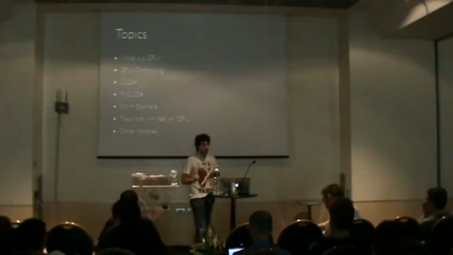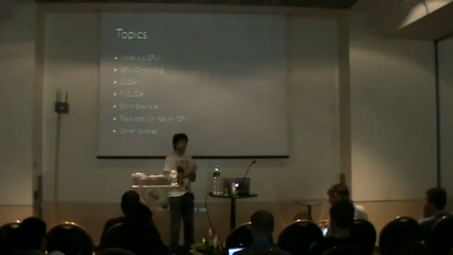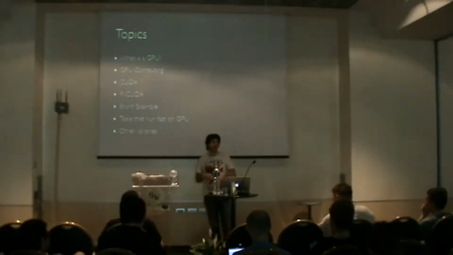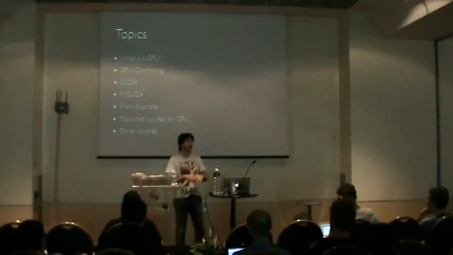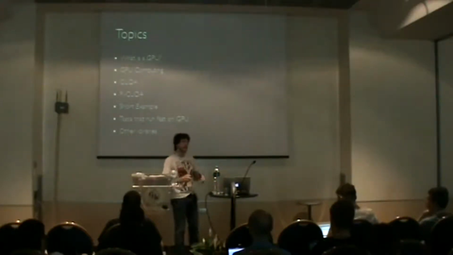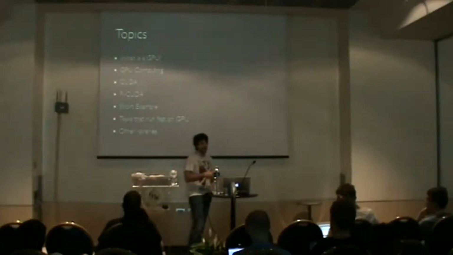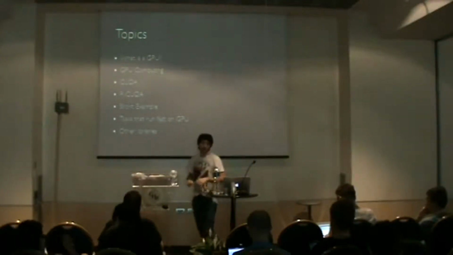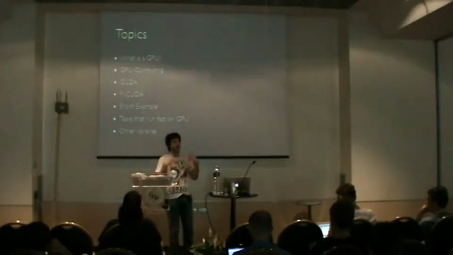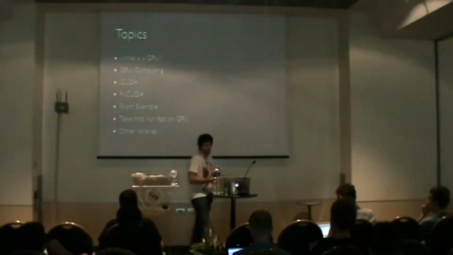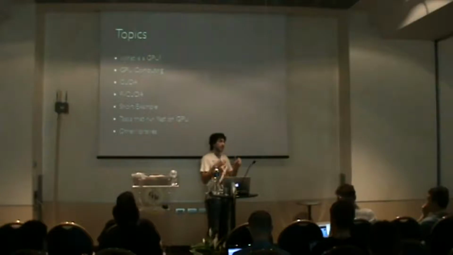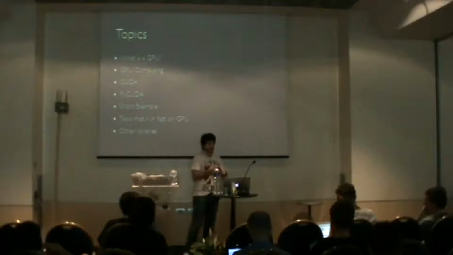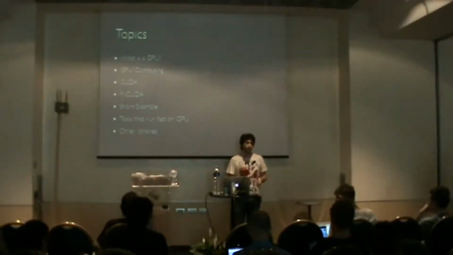Let's see what the topics for today are. I'm going to talk about what a GPU is and what GPU computing is, a little introduction. Then I will talk about CUDA and how it works. Then we will look at PyCUDA, how you can access the Nvidia CUDA C APIs from Python. We will see a short example of how PyCUDA works and what its main features are. We will talk a little about tasks that run fast on GPU. And finally, I will present the libraries I mentioned before for doing GPU computing at a higher level.